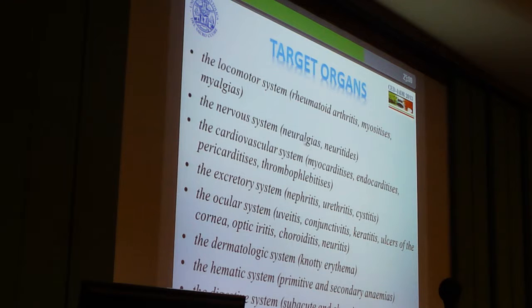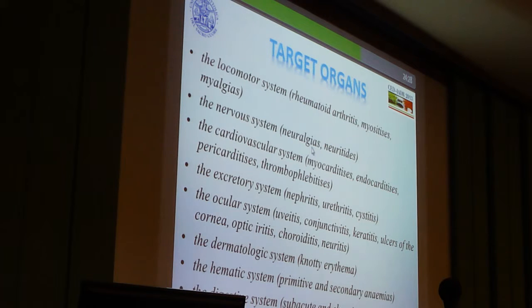The target organs are really several, and we have the locomotor system, so we can have rheumatoid arthritis, myositis, myalgias; the nervous system, such as neuralgias and neuritis; the cardiovascular system, myocarditis, endocarditis, pericarditis; the excretory system, such as nephritis, urethritis, cystitis; the ocular system, uveitis, conjunctivitis, keratitis; the dermatologic system, the hepatic system, and the digestive system too. So we can have chronic gastritis, peptic gastric ulcer, duodenal ulcer, appendicitis, gallbladder disease.